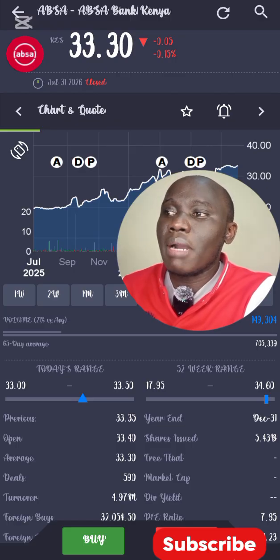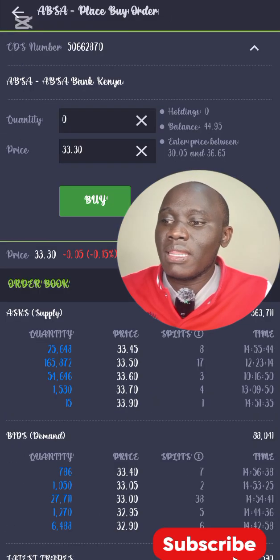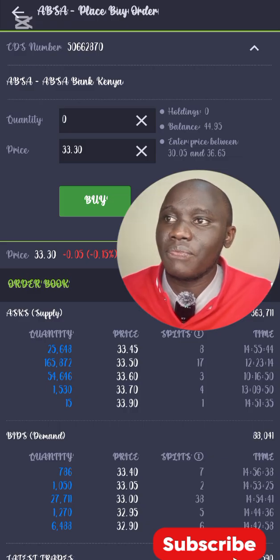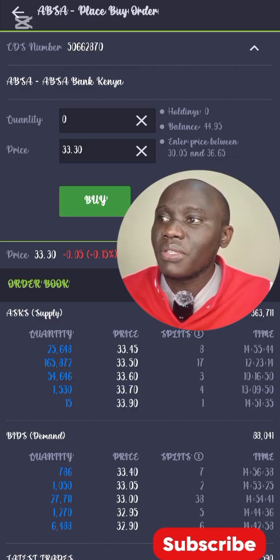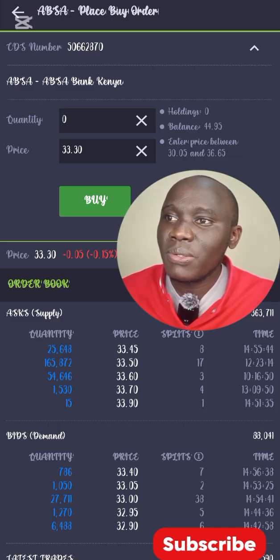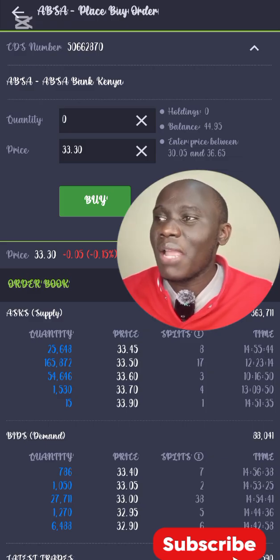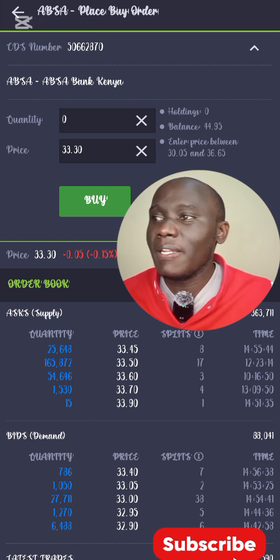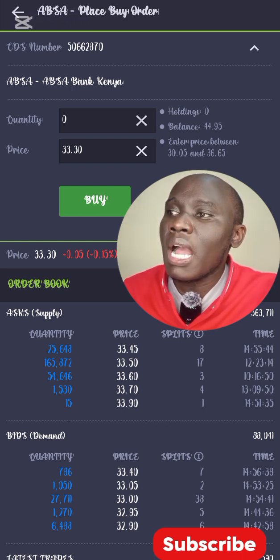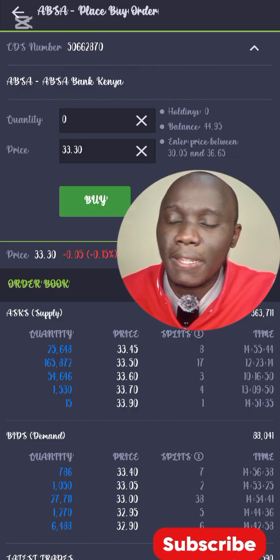Once you click on buy, this is the page that you'll get. Now, things start getting interesting here. I'll hide my CDS account number, because that is private information. I want us to use the example of the Absa share. The number one thing that you need to input is the quantity. So how much do you want to buy?